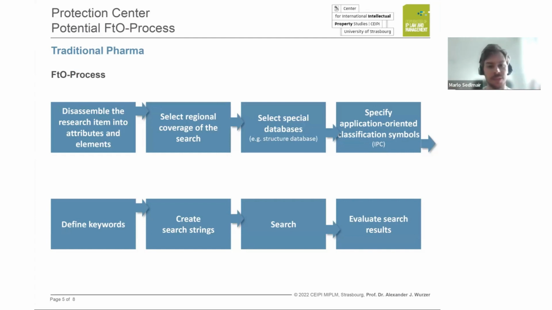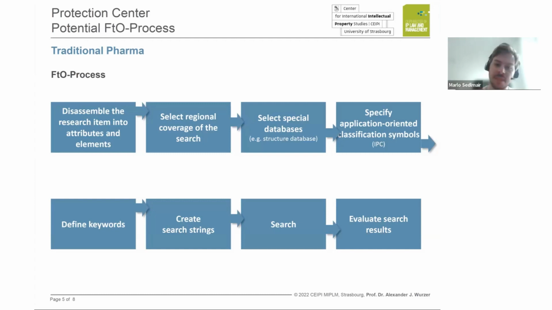And here we can see 8 steps of a traditional FTO process for the traditional pharma. So first step is to disassemble the research item into attributes and elements. So this step really involves breaking down the drug or product being developed into its component parts, such as chemical structures, active ingredients, and any other relevant attributes.